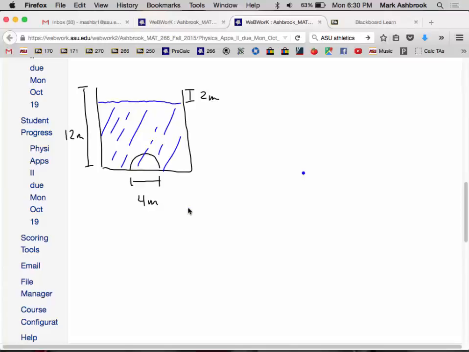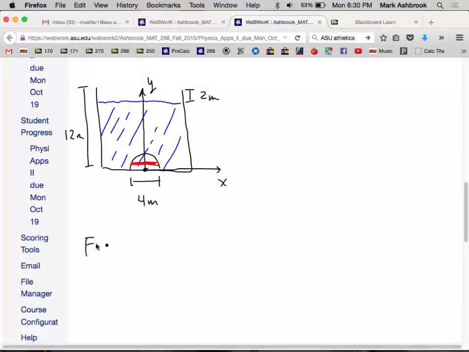I'm going to put the origin on this one at the center of the circle, and I'm going to make positive y go up, like a standard coordinate system this time. Okay, so what do we got? We've got our standard slice, and we want the pressure on that.